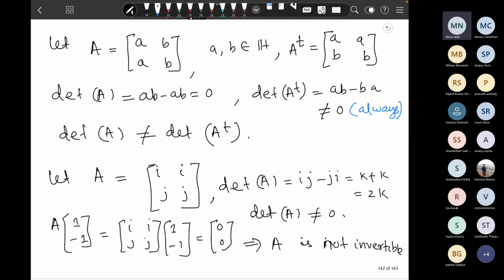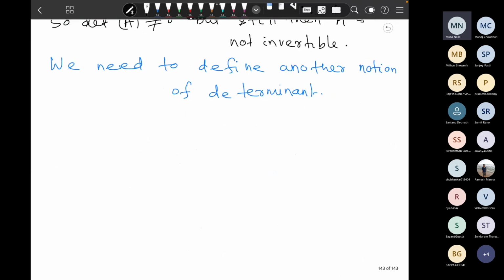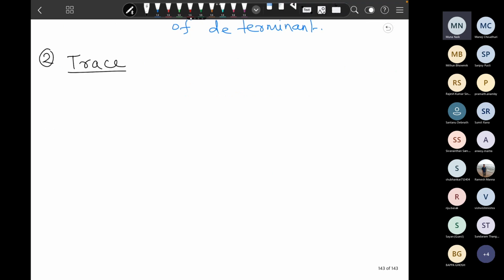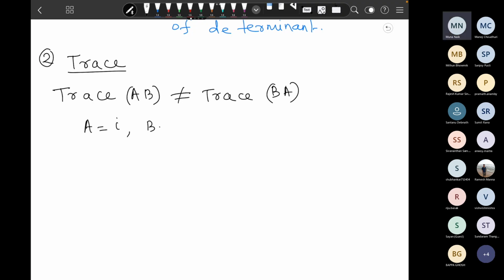Now the second thing: similarly, trace. The notion of trace is not useful. The trace of AB is not equal to the trace of BA. This is clear in the one-dimensional case, because I can take A equal to i, B equal to j, and ij is not equal to ji. So in the one-dimensional case it is not true, and in the higher-dimensional case it is also not true. So trace is not useful. The third thing is eigenvalues and eigenvectors.